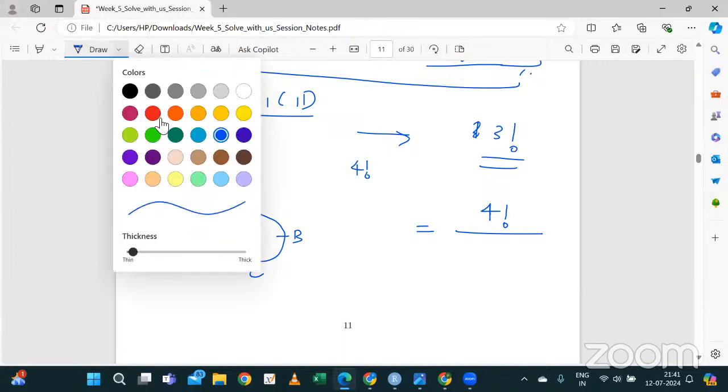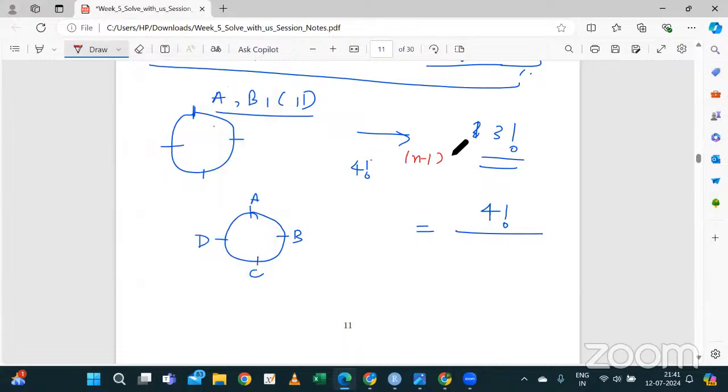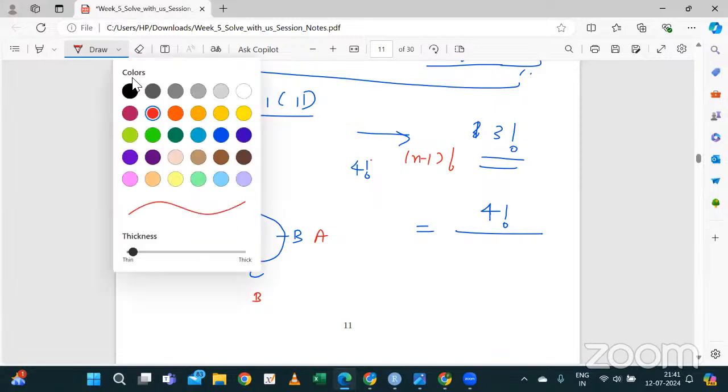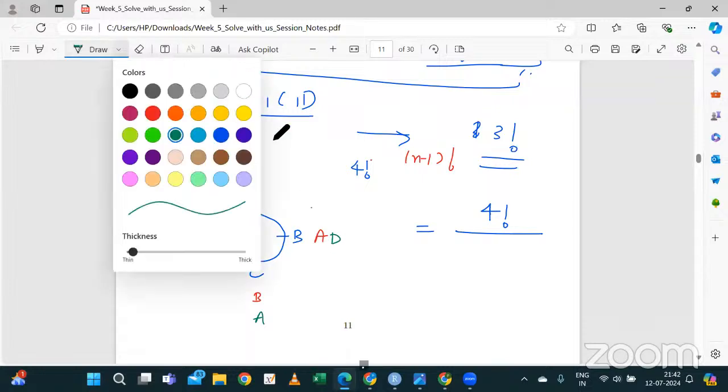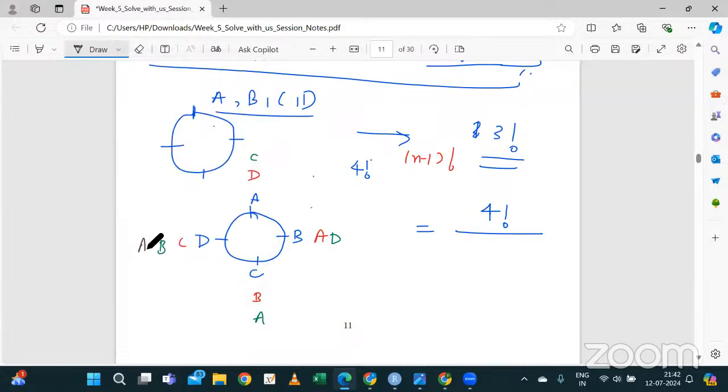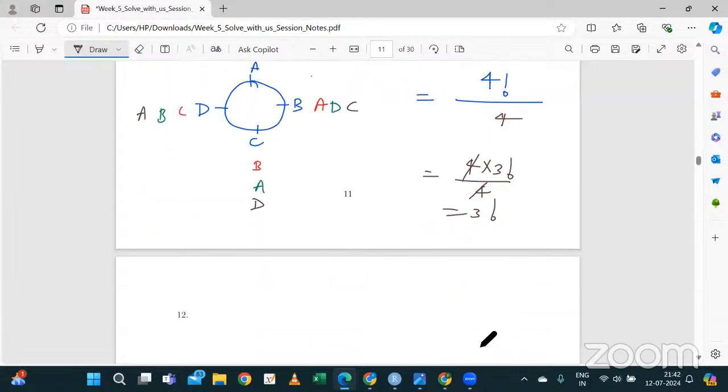I will tell you why we are actually getting n minus 1 factorial. Suppose you start from here: A, B, C, D. Again, you will get the same arrangement A, B, C, D. Suppose you start from here: A, B, C, D. Again the same arrangement. So these 4 ways are the same, right? So it's 4 into 3 factorial. The 4 will get cancelled, and it's 3 factorial.